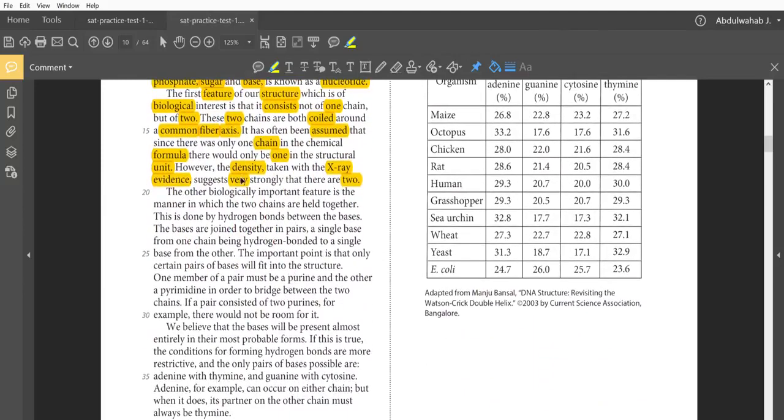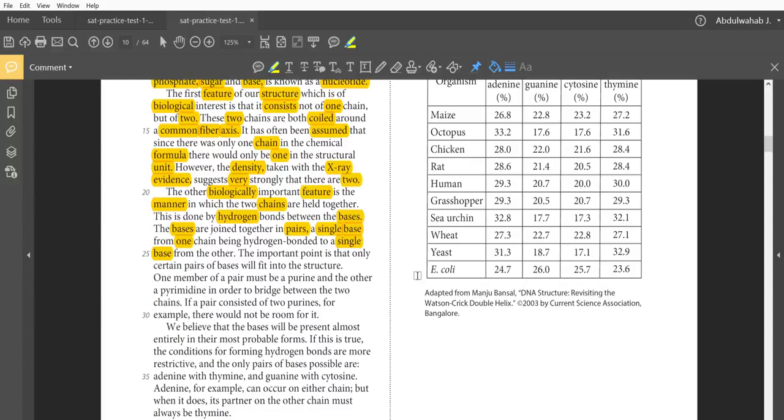Continuing. The other biologically important feature is the manner in which the 2 chains are held together, the way in which they are coiled together. This is done by hydrogen bonds between the bases, the nitrogenous bases. So these nitrogenous bases are held together by hydrogen bonds. The bases are joined together in pairs, a single base from one chain being hydrogen bonded to a single base from the other. So one nitrogenous base is joined to another nitrogenous base using a hydrogen bond. This is how the two chains are coiled or connected together.